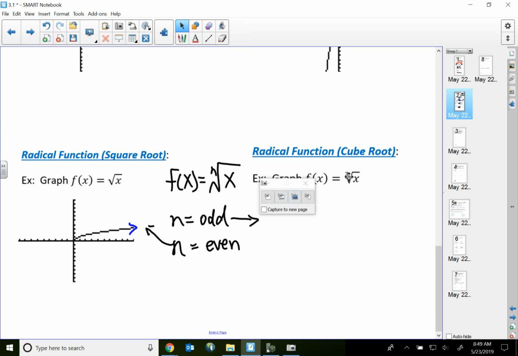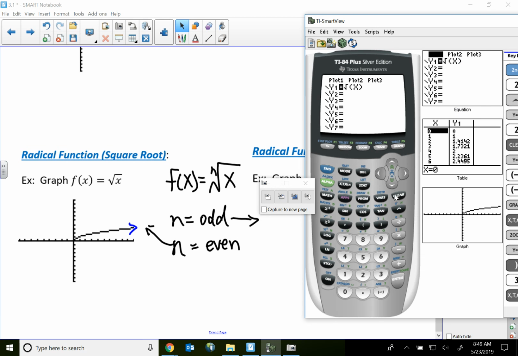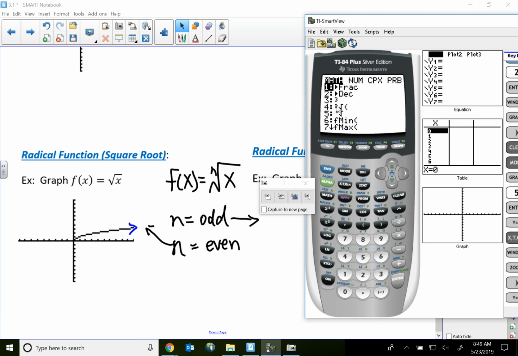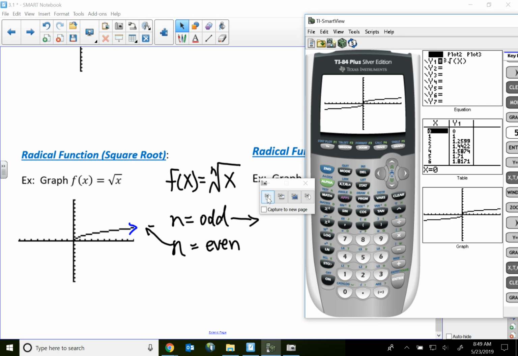All right, let me draw the cube root of x. So for the cube root of x, I'm just going to press math, choose number 4, cube roots. Inside the parenthesis, I put my x in there, close parenthesis, then press graph. It will look something like this.